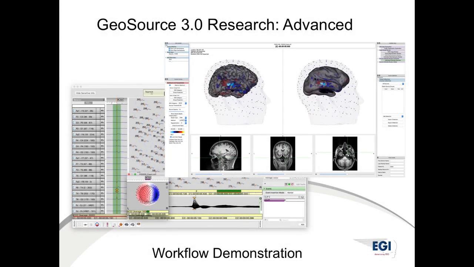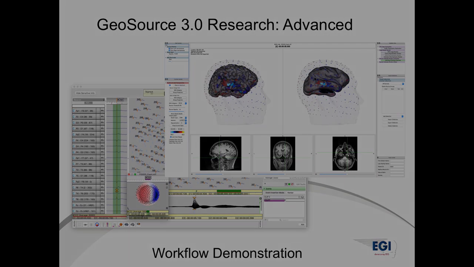Welcome to the technical demonstration of EGI's recommended workflow for source estimation using GeoSource 3.0 Research Advanced. Please note that this is a guideline for the workflow. Each time you start with a new file, your steps may change based on the data in your file. This workflow requires you to already have an individual head model generated. If you have questions, please contact support.